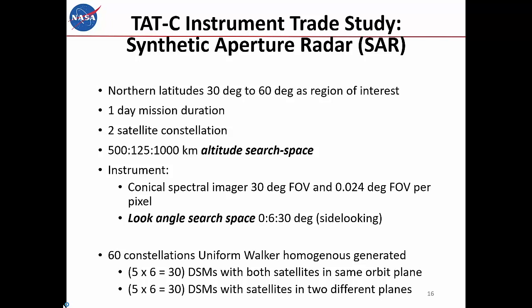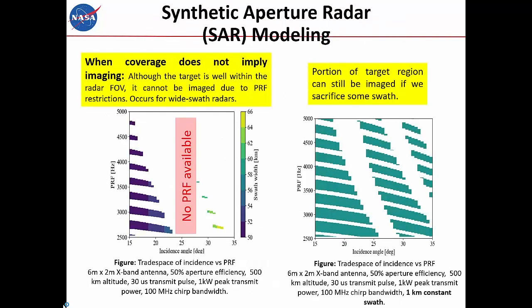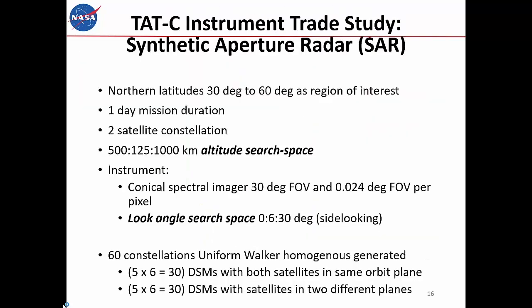This is a very quick trade study that we did on multiple satellites with the designed instrument. The latitudes we considered were between 30 and 60 degrees. We considered just a one-day mission duration. TAT-C is capable of doing much more. And we considered a 2-satellite constellation with the conical spectral imager of 30-degree field of view.